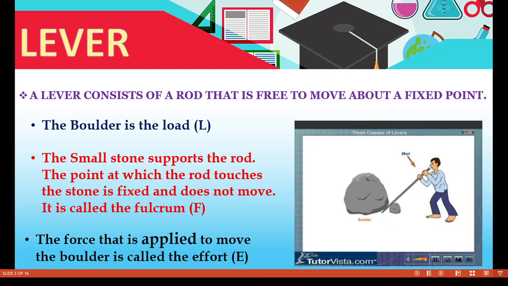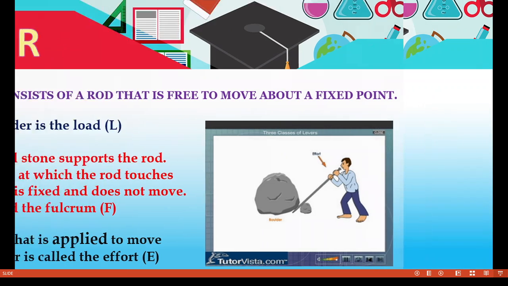So this rod is the lever, and this is called the fulcrum, and this is the load, and the applied force by the man is known as effort. So the small stone supports the rod. The point at which the rod touches the stone is fixed and it does not move, and this is called the fulcrum. And the force that is applied by the man to move the boulder is called effort. So that's all about the small introduction about a lever.